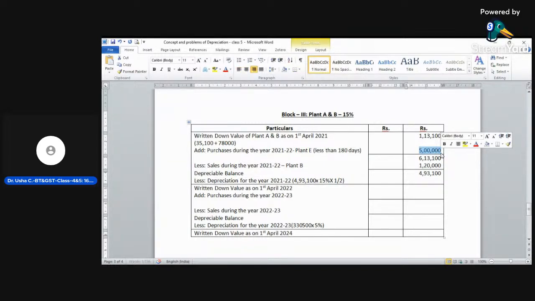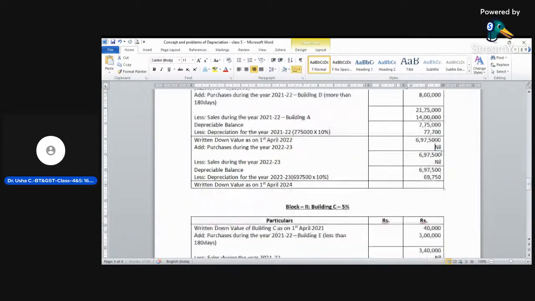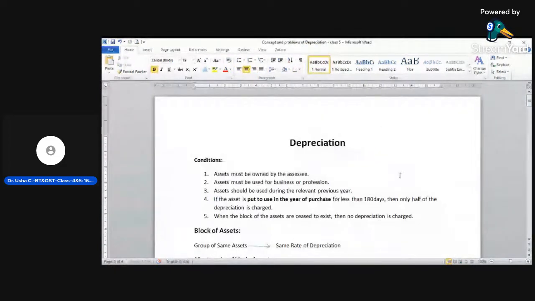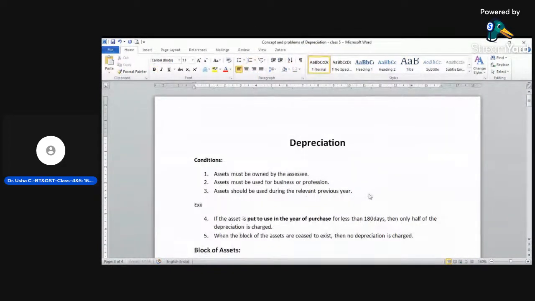So when the WDV is nil, then no depreciation is charged. There are three categories where depreciation will not be charged. You can say these are exceptions to the amount of depreciation to be charged. Exceptions to the rule. When will depreciation not be charged?